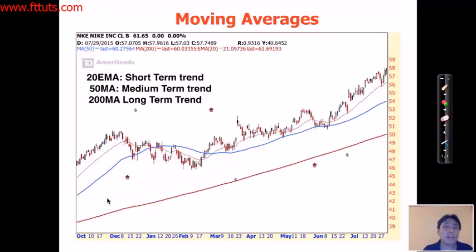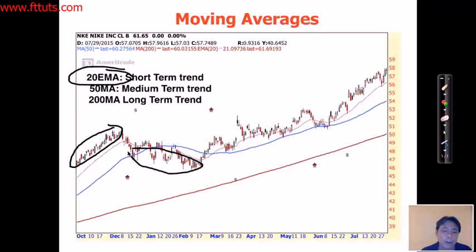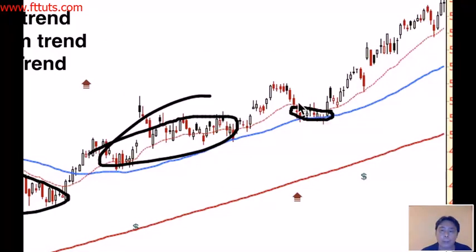Now, if you're more of a short-term investor, a swing trader or short-term trader, you take reference to the 20 EMA, the 20 exponential moving average. People who are very short-term, like intraday scalpers, look at the 9 EMA, the 9 exponential moving average. Over here you can see that the price is above the 20 EMA. This is the 20 EMA, so that's a short-term uptrend. Over here is a short-term downtrend. Here's a short-term uptrend. Then short-term downtrend.